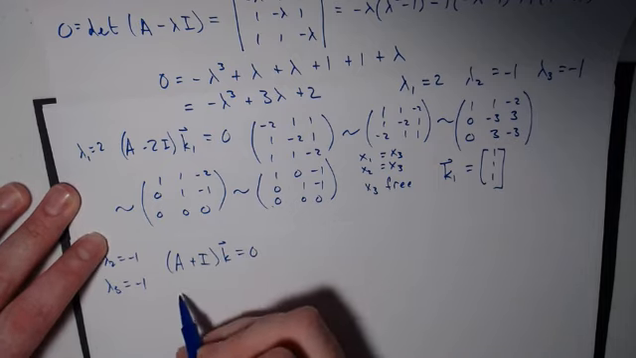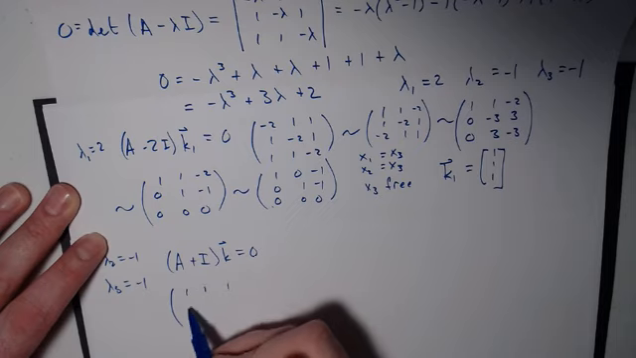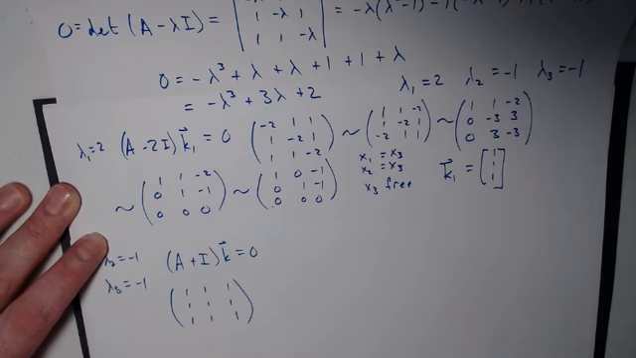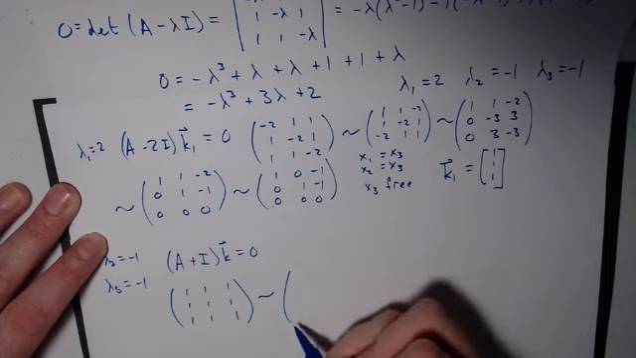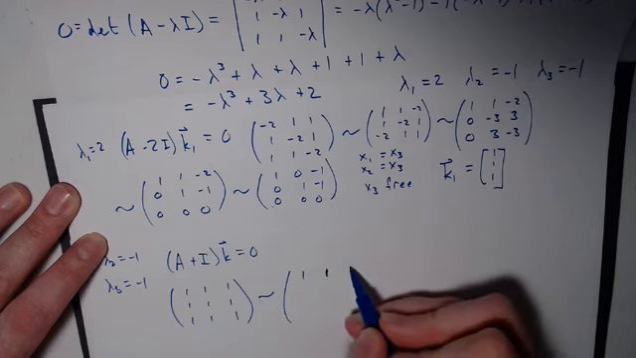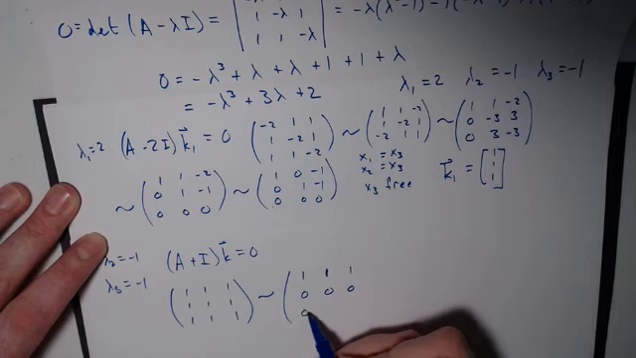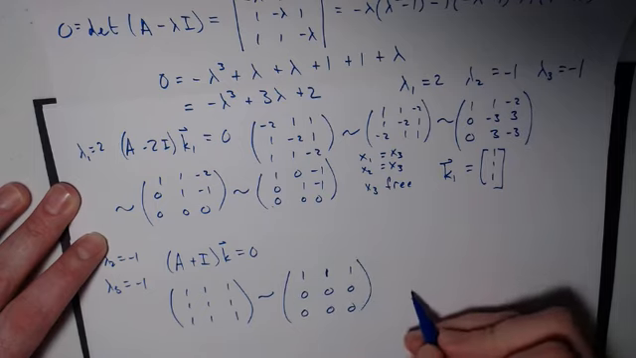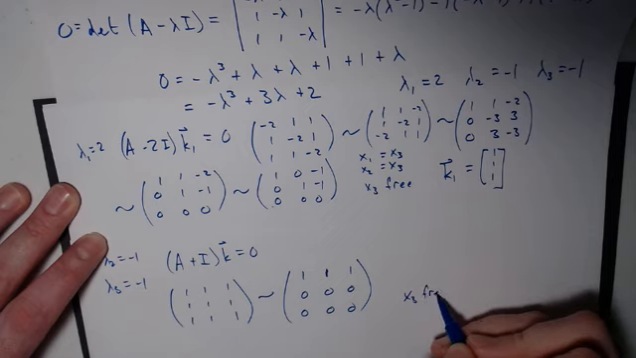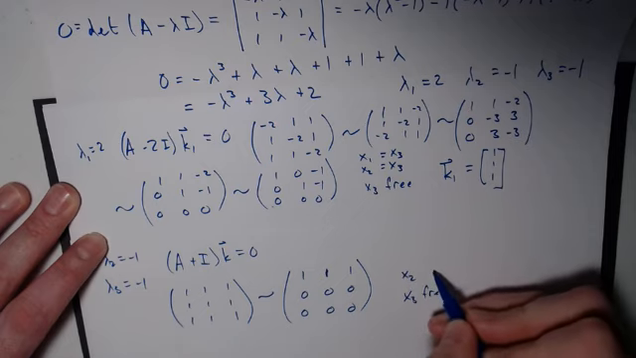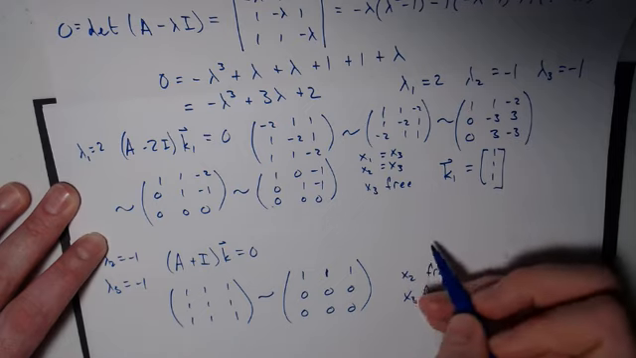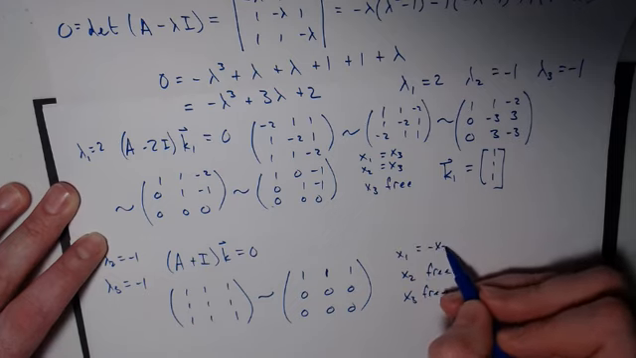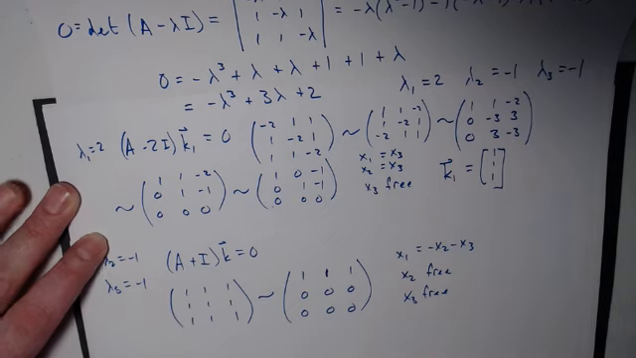So when I put that in, I actually get 1, 1, 1, 1, 1, 1, 1, 1, 1. Right? And so this row reduces actually easier than the other. And I get 2 rows of zeros, which means I have 2 free variables. So I have x3 is free, x2 is free, and x1 equals minus x2 minus x3.